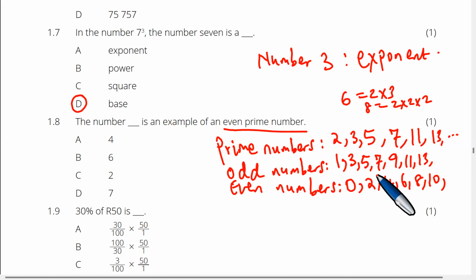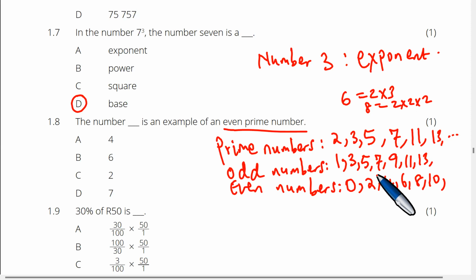Prime numbers can only be multiplied once. The only numbers that go into prime numbers are 1 and the number itself. So the prime numbers are those numbers that are only divisible by 1 and themselves.